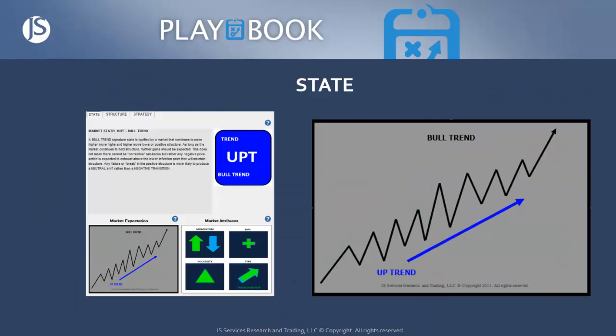The strategy foundation begins with a market state, each condition having its own unique characteristics which represent the price behavior that makes the definition of the state true. For example, a bull trend is defined as a market that's making higher move highs and higher move lows. This is the characteristic of price behavior that defines a positive trending market or bull trend.